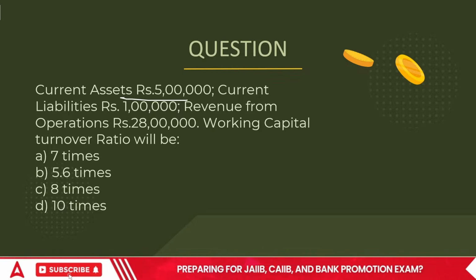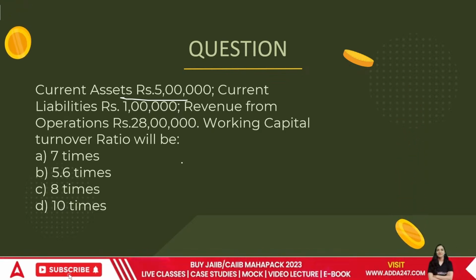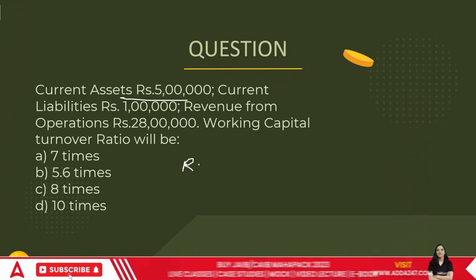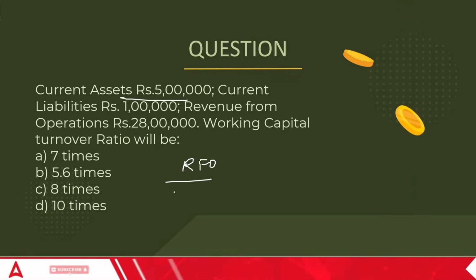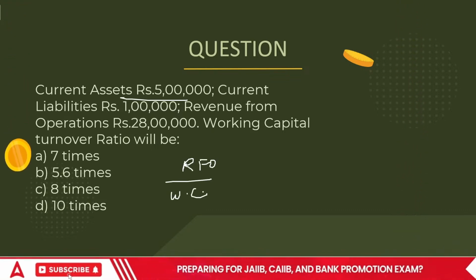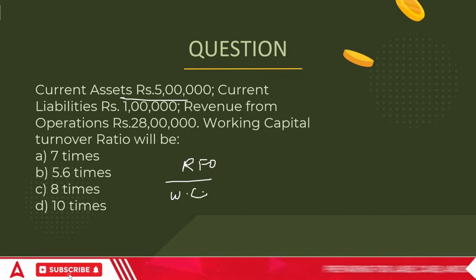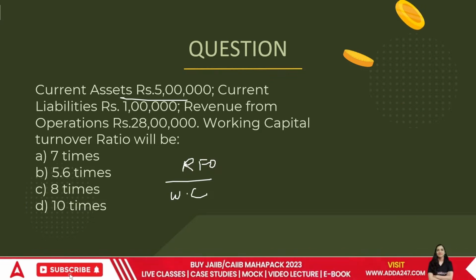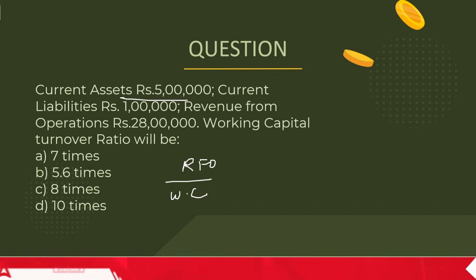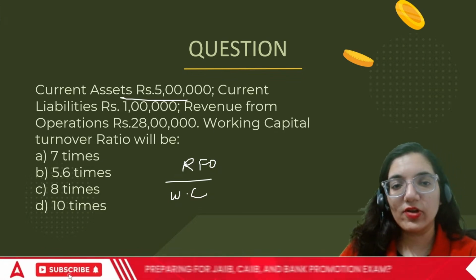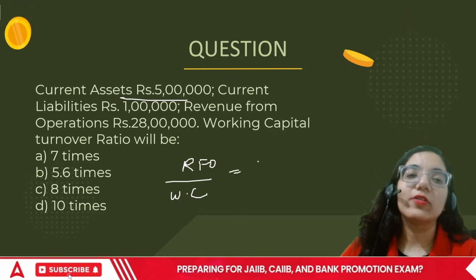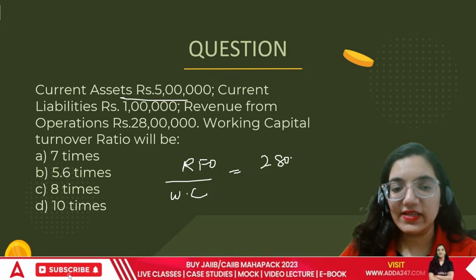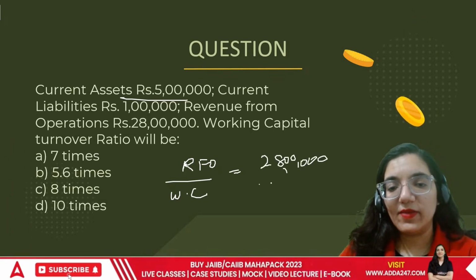Working capital turnover ratio is basically RFO divided by working capital. Turnover ratio simply means you are connecting to the area of turnover. So in this case, we have turnover or RFO on the top, the numerator side. It is 28 lakhs.